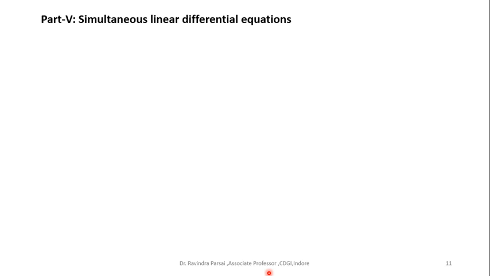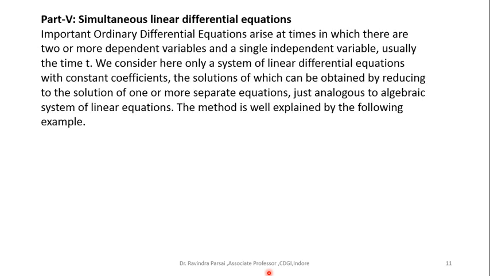Now we come to the last part of this chapter, the fifth part. How can we solve simultaneous linear equations? First we see the importance of this. The importance of ordinary differential equations arises at the time in which there are two or more dependent variables and a single independent variable, usually the time t. We consider here only a system of linear equations with constant coefficients, the solution of which can be obtained by reducing the equations into one or more separate variable equations, just analogous to an algebraic system of linear equations. So this method is well explained by the following example.